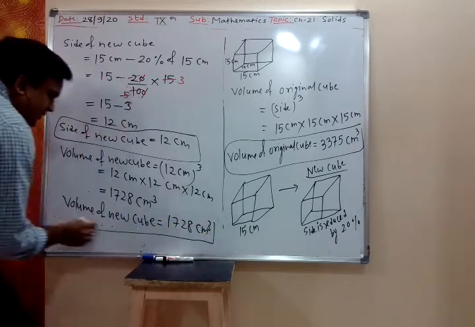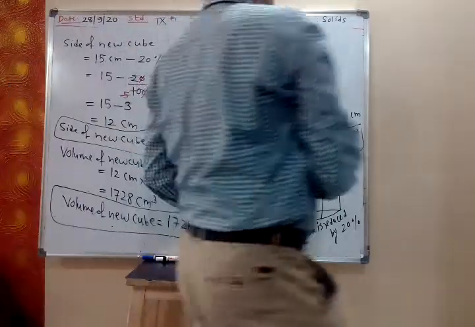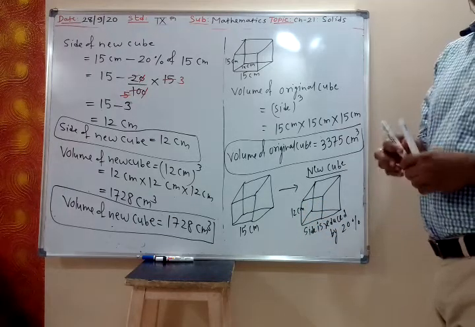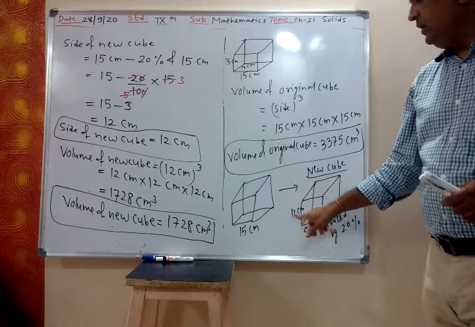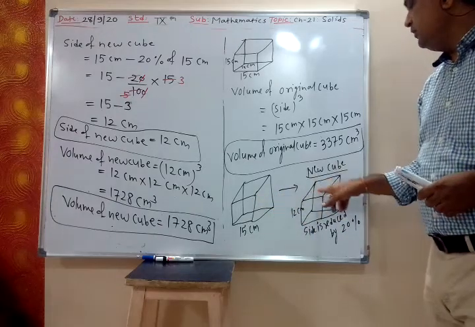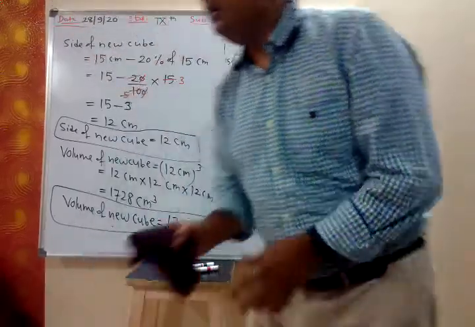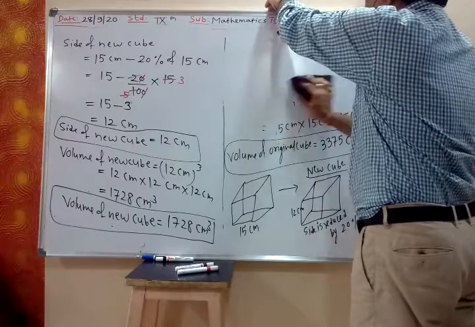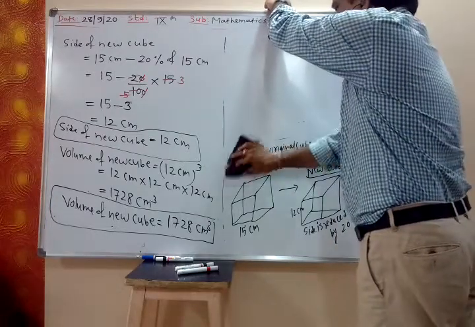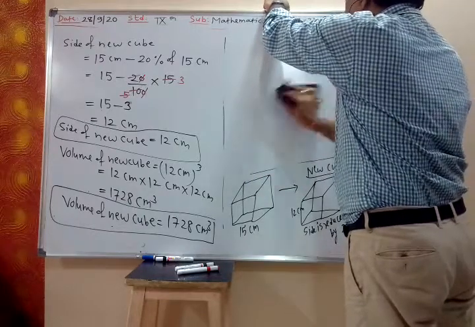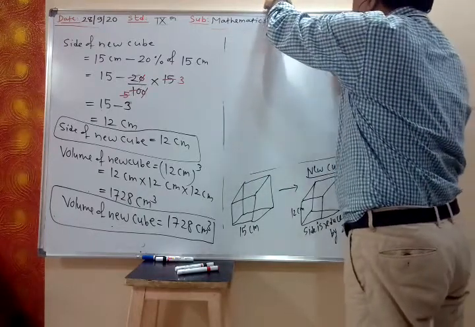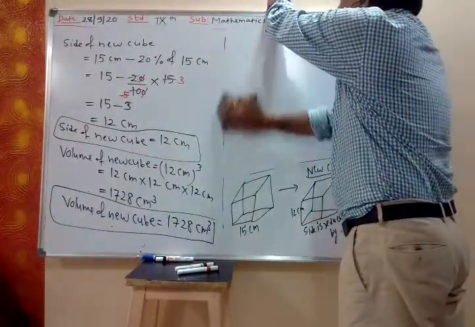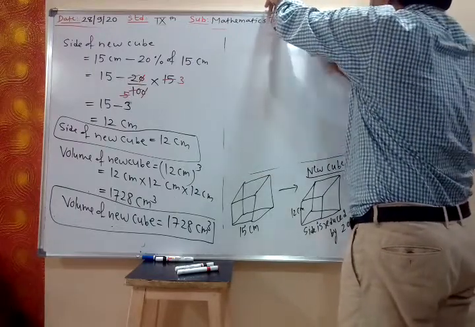So now we have to find decrease in the volume. We are finding volume, not 15 minus 12. To find decrease in the volume, that will be volume of original cube minus volume of new cube.